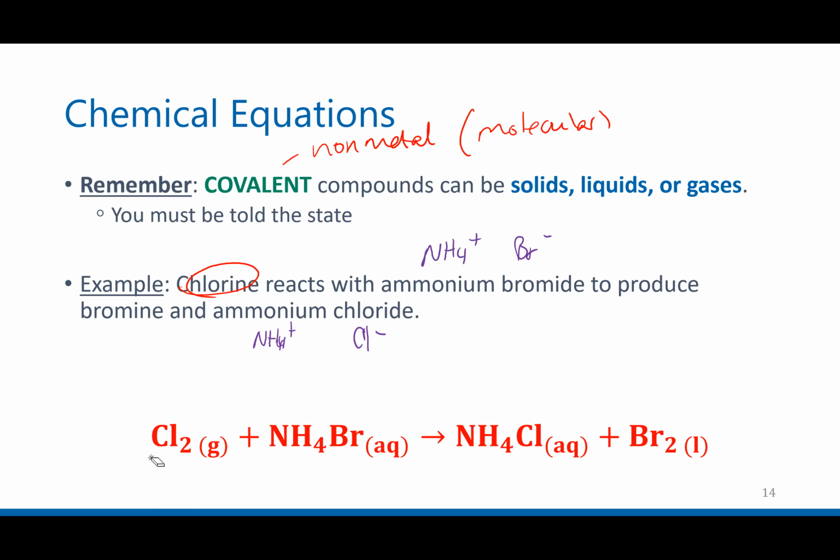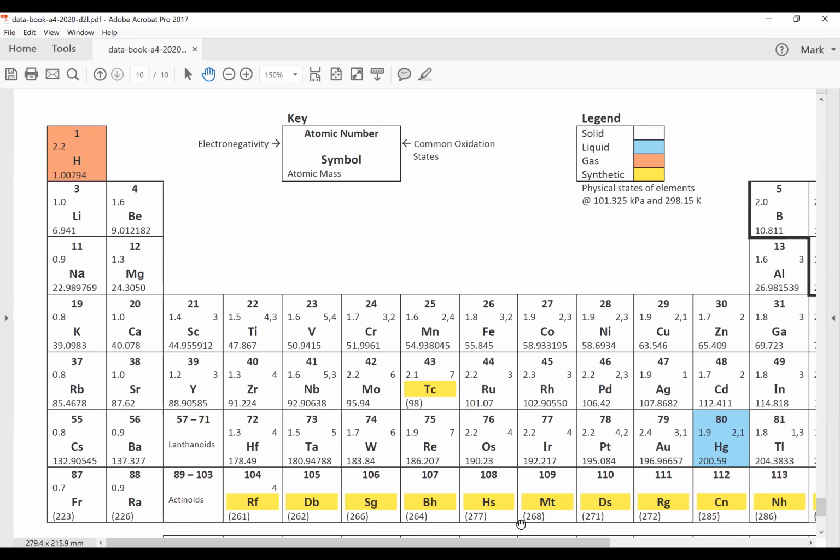Next part, we move into chapter 4. Chapter 4 is the chapter that tells us the phases of these compounds. So chlorine and bromine, chlorine is a gas, bromine is a liquid. How did I know that? Well, go to my old friend, the periodic table.